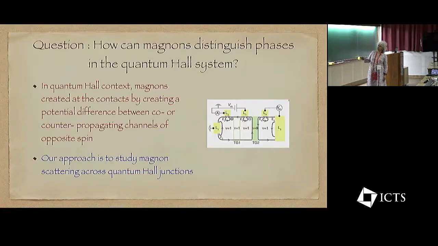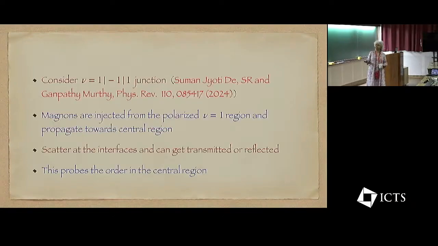In quantum Hall systems, people can create magnons at the contacts by having a potential difference between counter-propagating states, and then they go through a kind of sandwich. You create them on one side, you have the system you want to probe, and then you detect them on the other side. This is something which can be done experimentally.